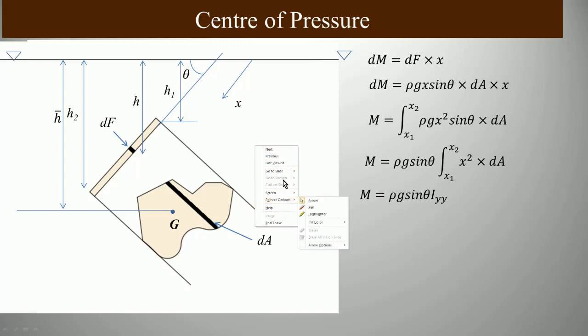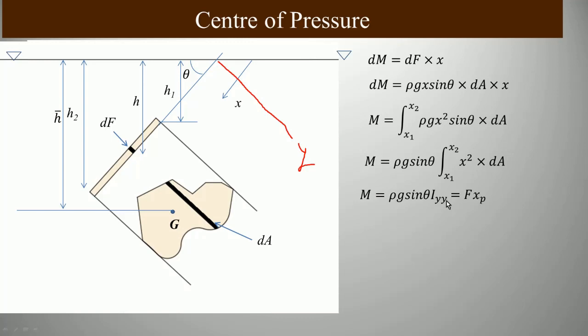Okay, so let me write down with the pointer pen. So this is the line, this is the y-y direction. Okay, so this is the y direction. So about this y direction, the second moment of area is this Iyy. Now that is equal to, if it has to be the same, F into xp, if we consider this is the moment coming because of all these forces.